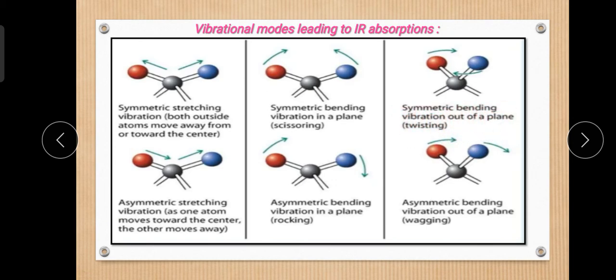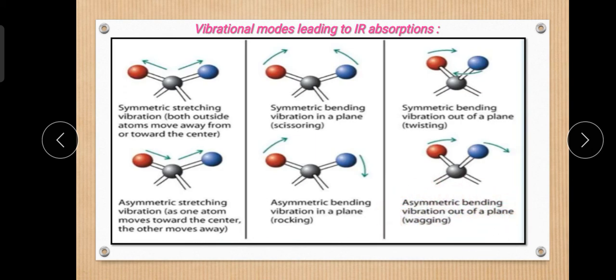Now the next type of vibrational mode is the asymmetric bending, vibration out of plane, that is wagging. That means these go in opposite ways, like this and like this, but if we have the bending in this direction, but out of plane, then this vibration mode is known as the asymmetric bending, vibration out of plane, and this is known as wagging.